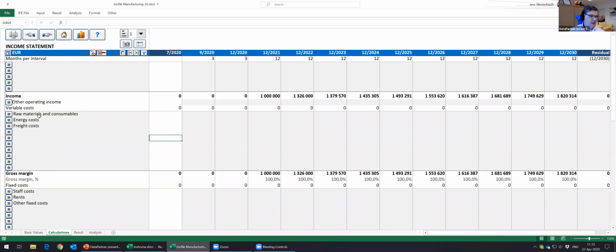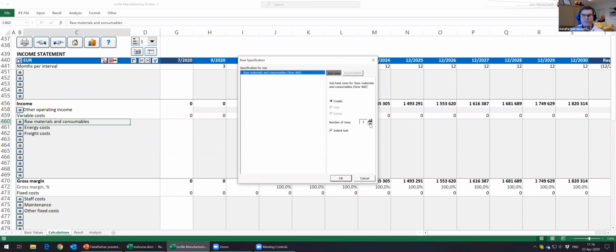The fixed costs are staff, personnel costs, maintenance costs, and other fixed costs. But let's start with raw materials and consumables. So we have a cost per ton. So it should be like the production multiplied with cost per ton. So again, 2 rows, I guess, is enough, I assume.